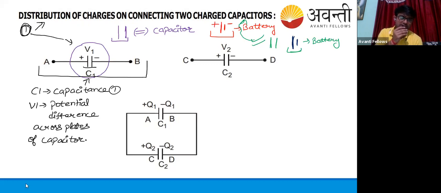Now the next thing: if a capacitor has capacitance C1 and potential difference V1, according to you, what must be the charge on this capacitor? Say one-sided charge, I mean the magnitude. What must be the charge on this capacitor? Q1.